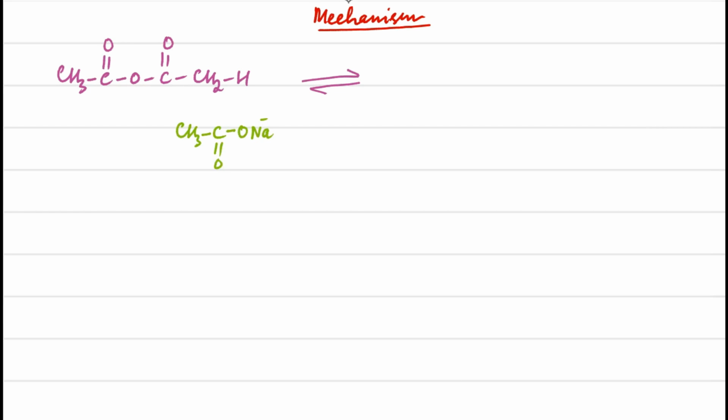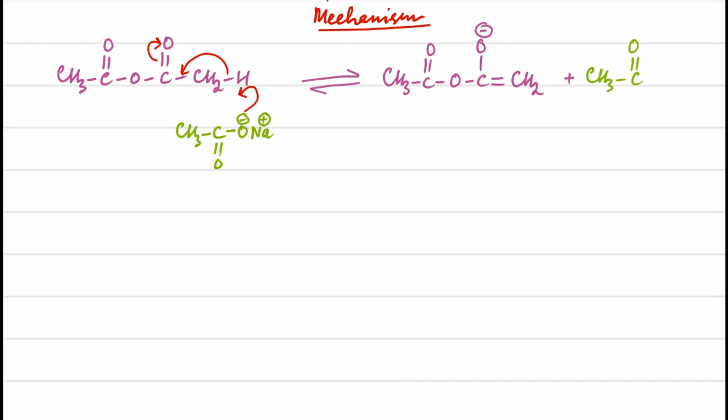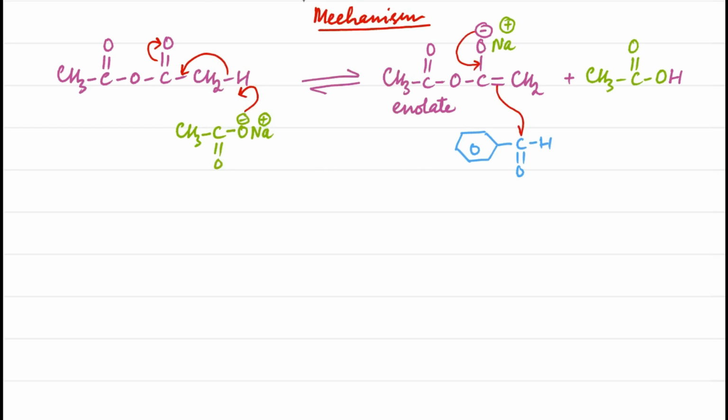The accepted mechanism of the Perkin reaction is as follows. First, the enolate of anhydride is formed using the basic sodium salt of acetate anion. The basic acetate anion abstracts an alpha proton from anhydride to form an enolate of anhydride and acetic acid. This enolate then gives a nucleophilic addition reaction with aromatic aldehyde to form an alkoxide intermediate.